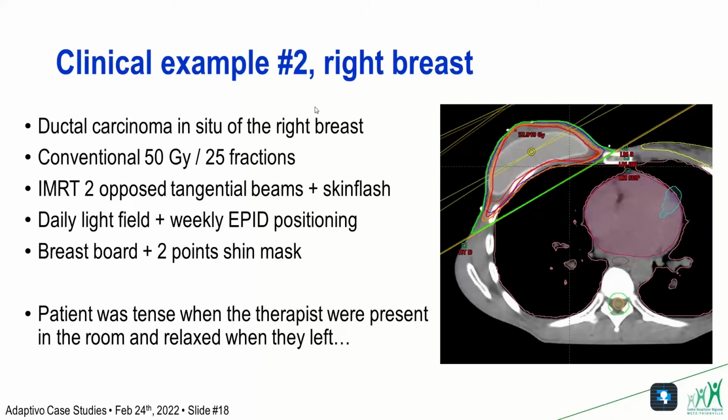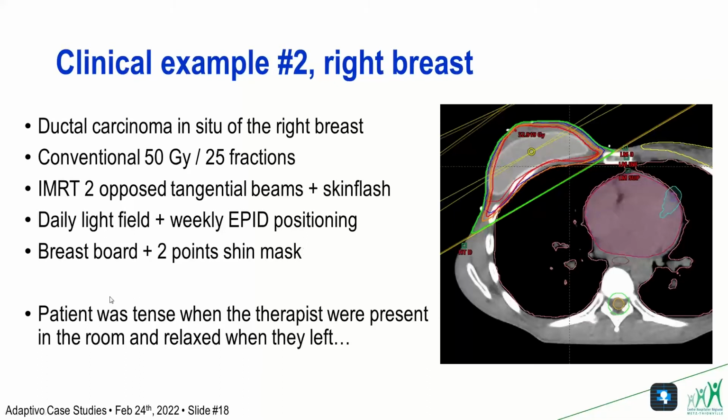I'll go on to a second clinical example. It's a right breast that we treated using a conventional fractionation of 50 grays in 25 fractions. The technique was IMRT using 2 opposed tangential beams plus a skin flash. Skin flash is an option that you can use in Eclipse. Our positioning protocol for breast was daily light field positioning plus weekly EPID positioning. The patient was on the breastboard with a 2 points chin mask for the positioning of the chin.